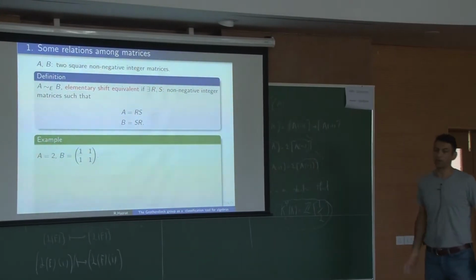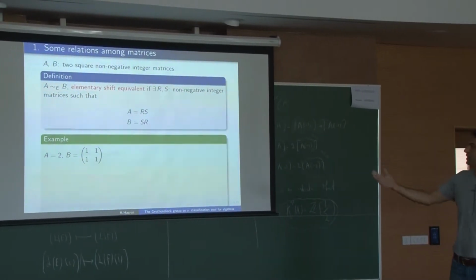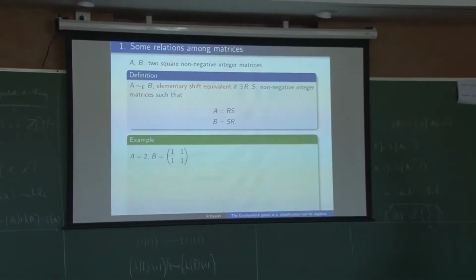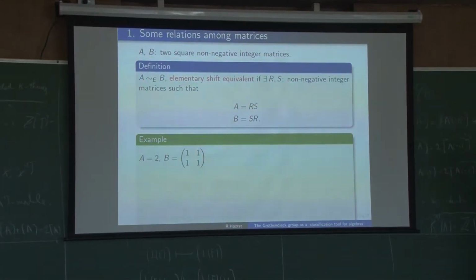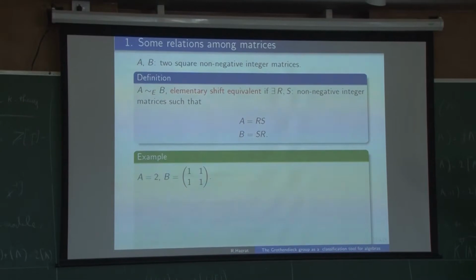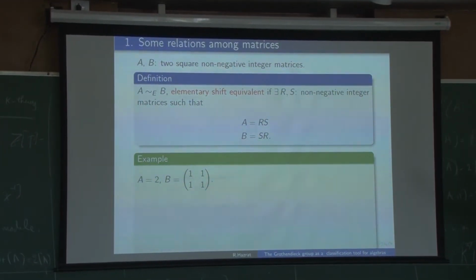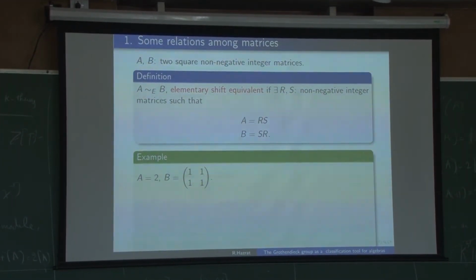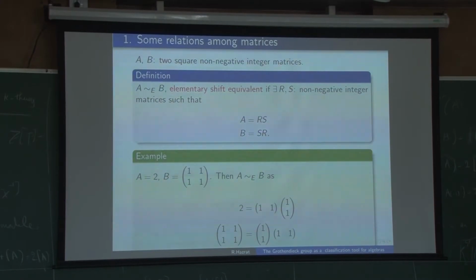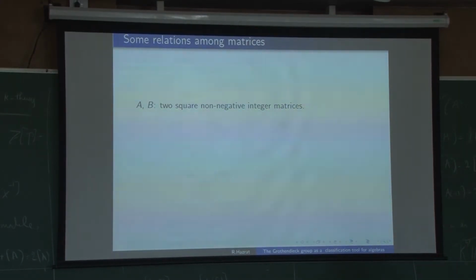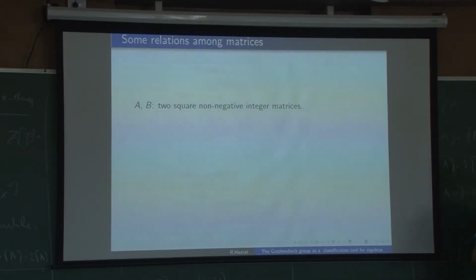Okay? So let me give you an example. Suppose A is a 1 by 1 matrix, 2, and B is a 2 by 2 matrix. And I'm claiming that A and B are elementary shift equivalent. That means you have to give me now R and S. So that's the R and the other is S. Okay? So I just proved that A and B are elementary shift equivalent. Great.